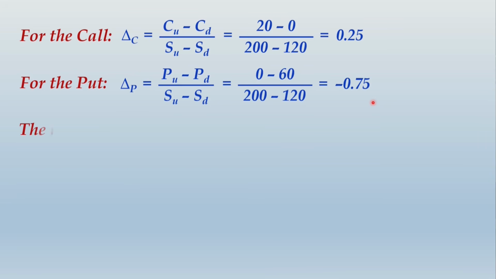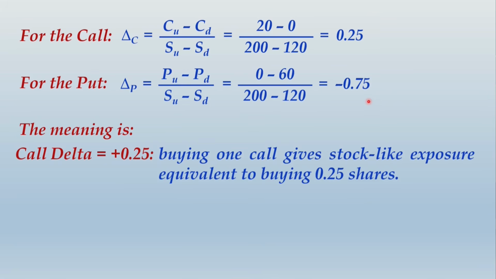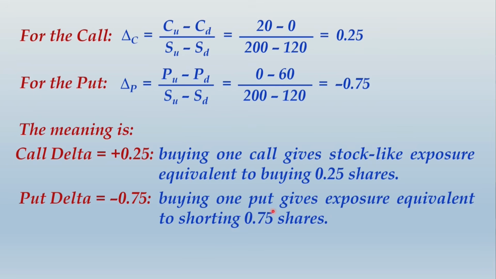So what is the meaning of this? For the call delta being 0.25, it means buying one call gives stock like exposure equivalent to buying 0.25 shares, and put delta being negative 0.75, buying one put gives exposure equivalent to shorting 0.75 shares.